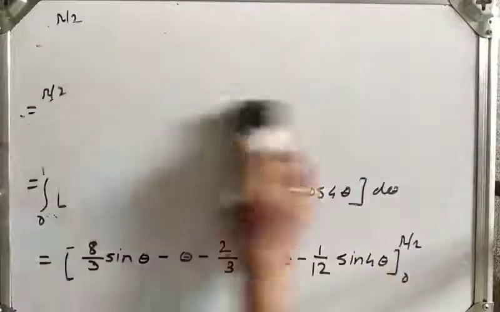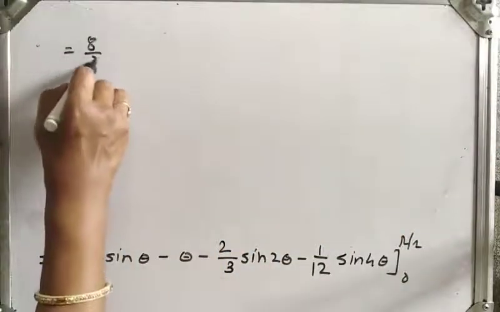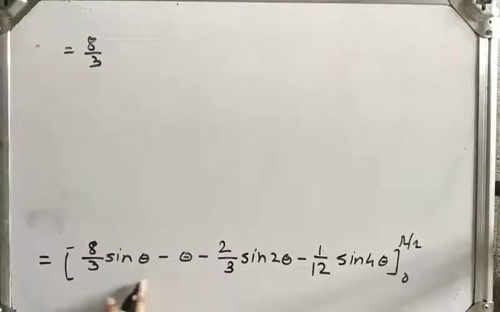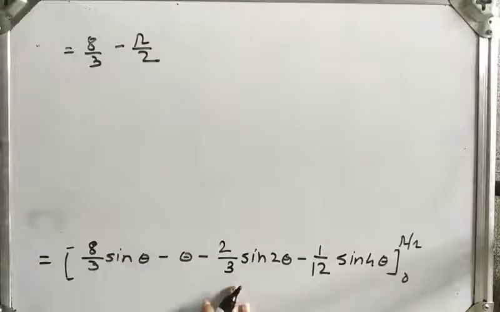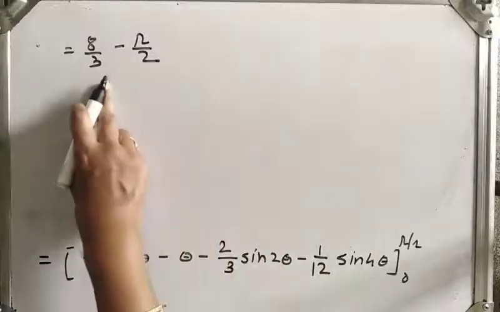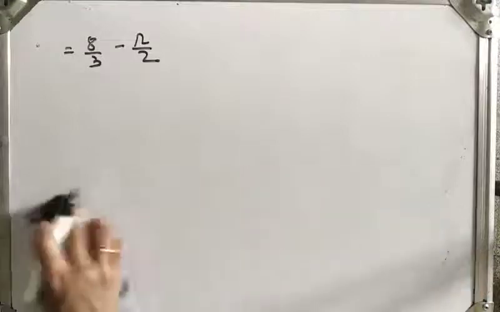Okay, so let us apply the limit. It is equal to 8 by 3 sin pi by 2, which is 1, minus pi by 2, minus sin 2 pi by 2, that is sin pi, 0, sin 2 pi, 0, then minus sin 0, 0. So our answer is 8 by 3 minus pi by 2. Okay, now let us solve another example.